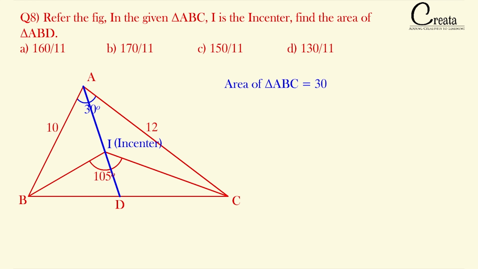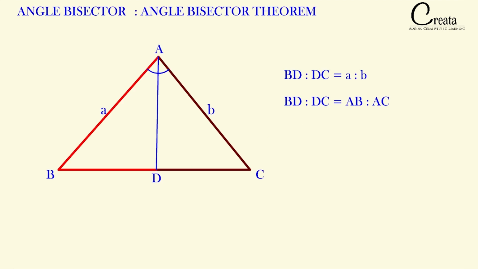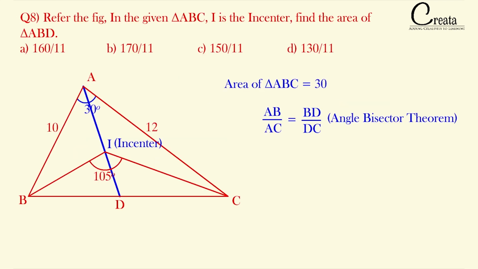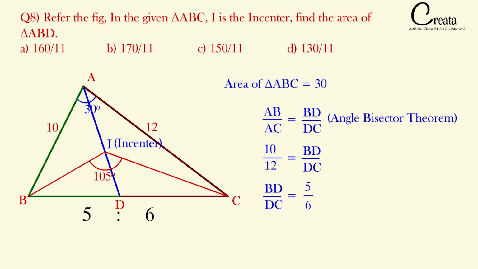If we apply our angle bisector theorem, can we say AB upon AC is equal to BD upon DC? The angle bisector theorem says the ratio of the segments divided by the angle bisector is equal to the ratio of the two remaining sides. Here AD is the angle bisector, and it is dividing the line segment BC into two segments, that is BD and DC. So we got BD upon DC is equal to AB upon AC. This is the angle bisector theorem. On putting the values, we got BD upon DC is equal to 5 upon 6. That is, the ratio of BD to DC is 5:6.